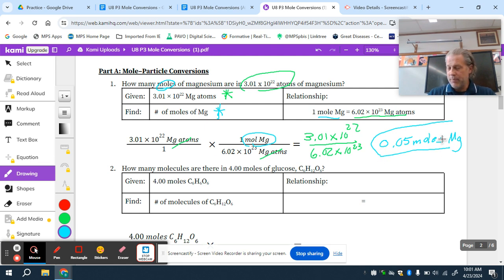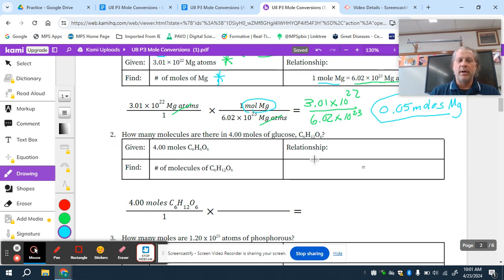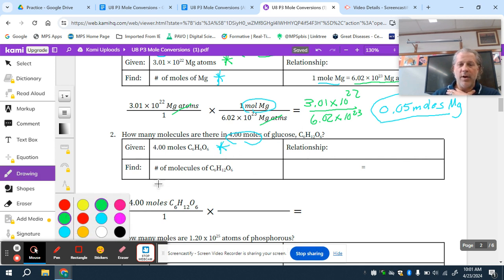So let's take a look at the second problem real quick. We're going to look at this one. It's a little bit different than the first, even though the math is going to be very similar. In this problem, we are given 4 moles of glucose, which is C6H12O6, and we are asked to find the number of molecules of glucose, which again is C6H12O6.